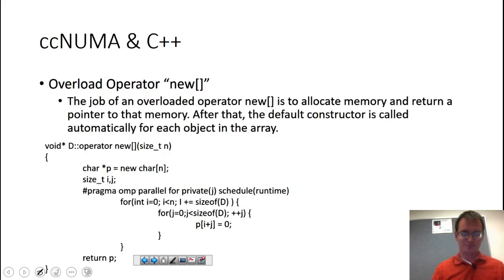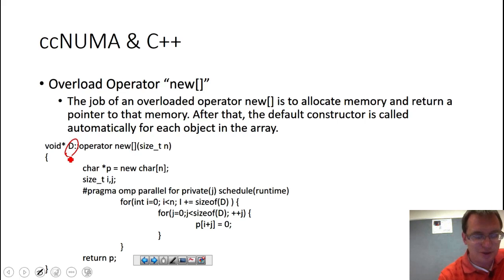Okay. So the job of an overloaded new operator is to allocate memory and return a pointer to it. After that, the default constructor is called automatically for each object. So here's an example for our D class. You'll see it returns a void pointer, which is correct. New is always supposed to return a void pointer. New is also supposed to throw some exceptions, but they didn't put that in here. So if you want to be technically correct, you have to do all that fun stuff and follow the standard.